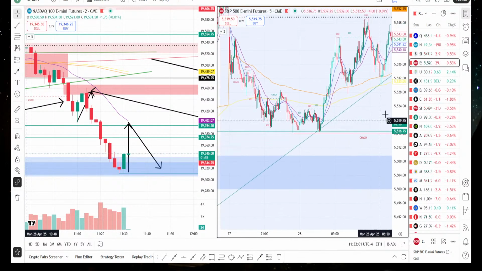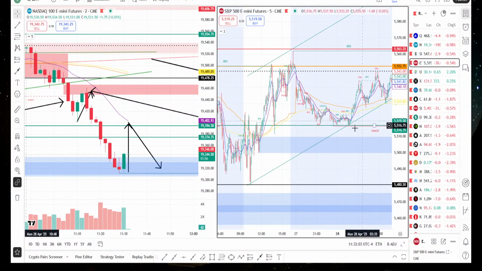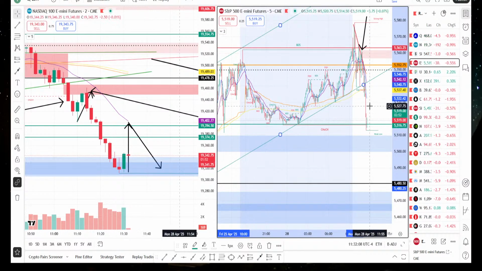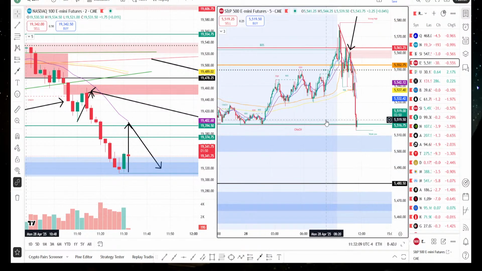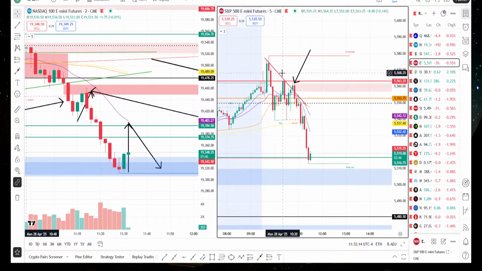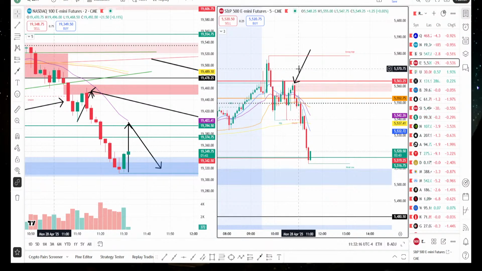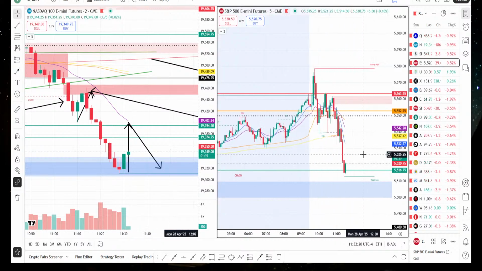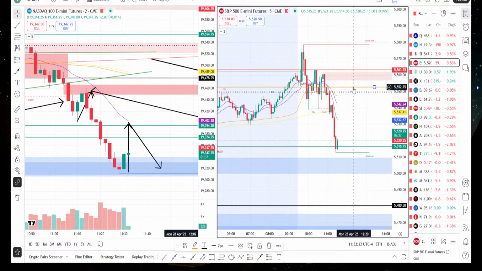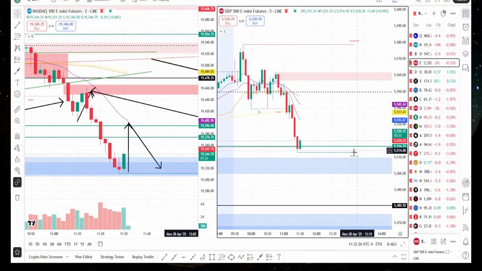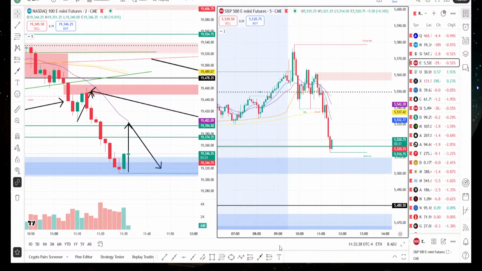All right, so this trend line is broken. We don't need this no more. This channel here is broken. We don't need it. Take that off. All right. Now what do we need? We need a trend line coming down. Is there a trend line coming down? Well, let's take a look.